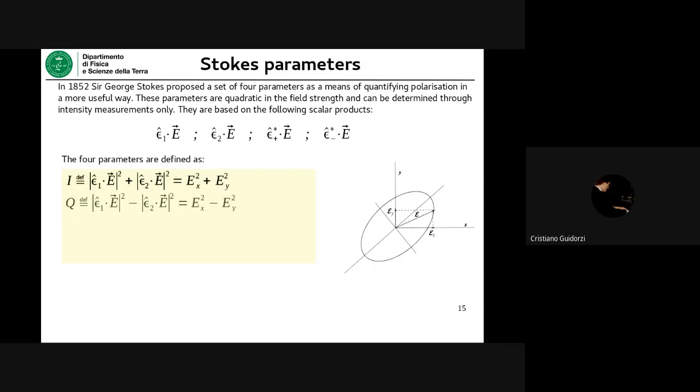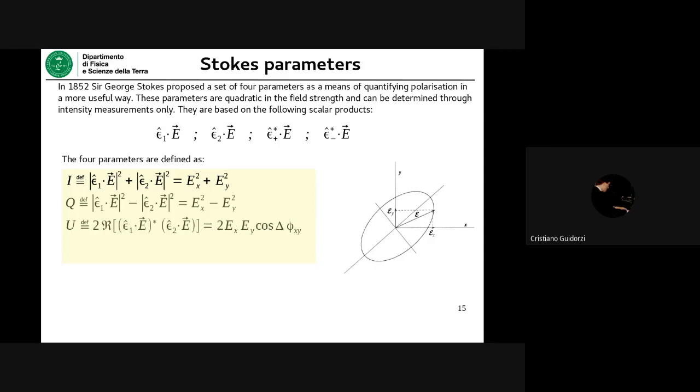The difference is told to you by the Q parameter. Q is the same two guys, but instead of the sum, you have a subtraction. Indeed, when Q is positive, it means that the intensity, and so the amplitude along the x-axis, is dominating the other term. Or when it is negative, of course, the other way around. So Q is telling you about the possible difference between the two axes.